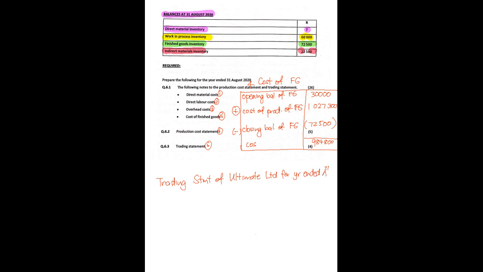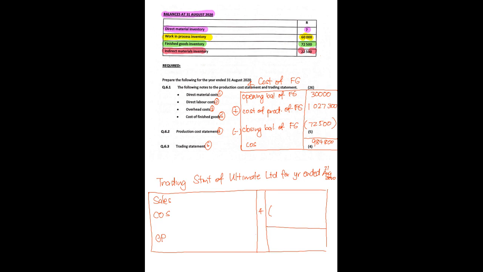And you'll draw up your trading statement. It's actually a very short one. You will take your sales, net sales, less your cost of sales, and this will give you your gross profit. So your cost of sales comes from note number 4. Your cost of sales is subtracted from your sales. That is the last figure in your cost of sales, which is this amount, the 984,800. So the 984,800 is here.